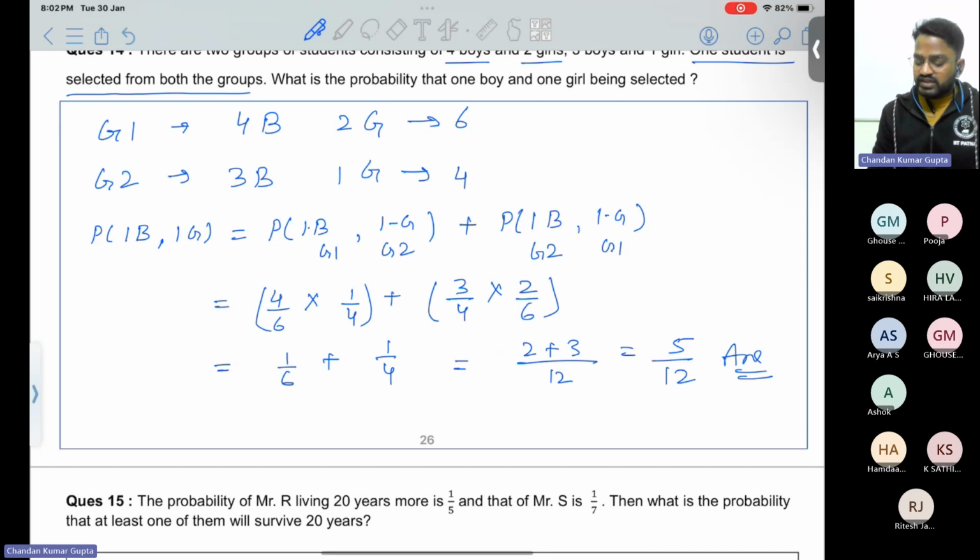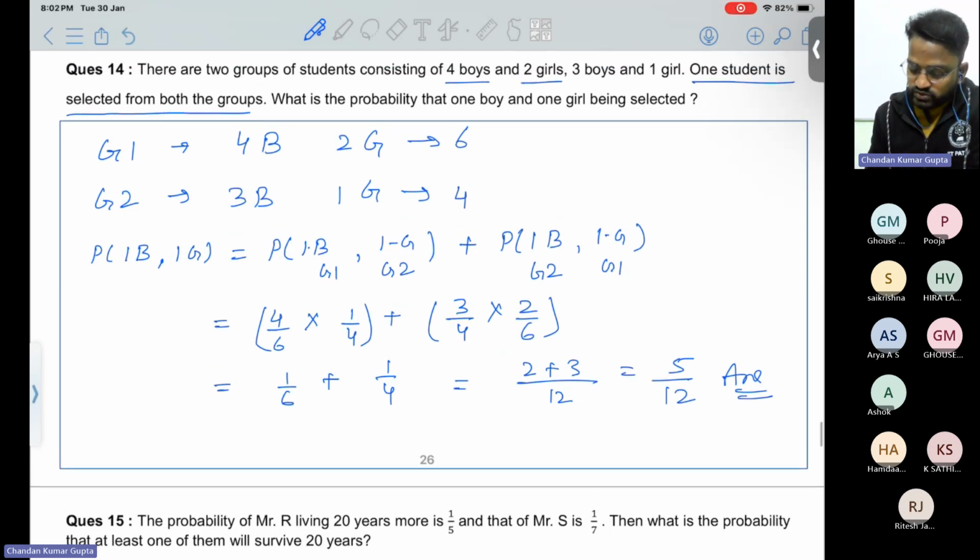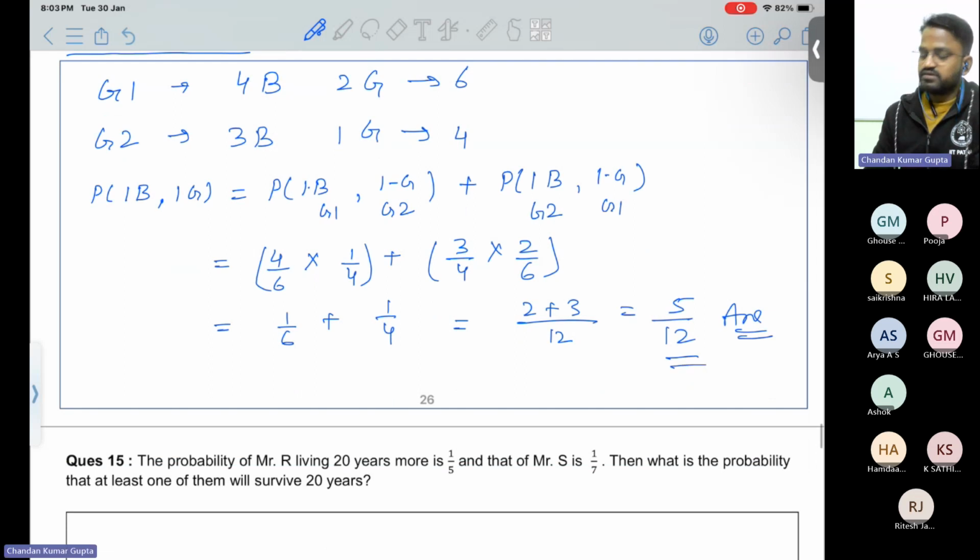Anyone have any problem? We need to select one boy and one girl. We can select from any of the groups, from group 1 or from group 2, so we consider both the possibilities. A boy considered from group 1 and then from group 2, and similarly for girls.